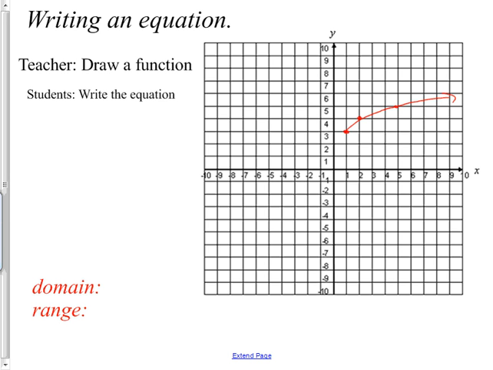Would you agree it's been moved right 1 and up 3? So that should be a big hint on what your equation should look like.